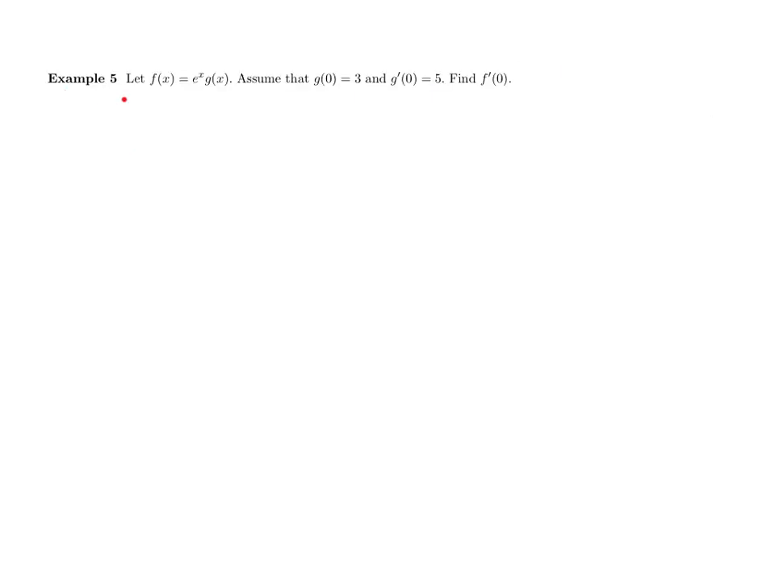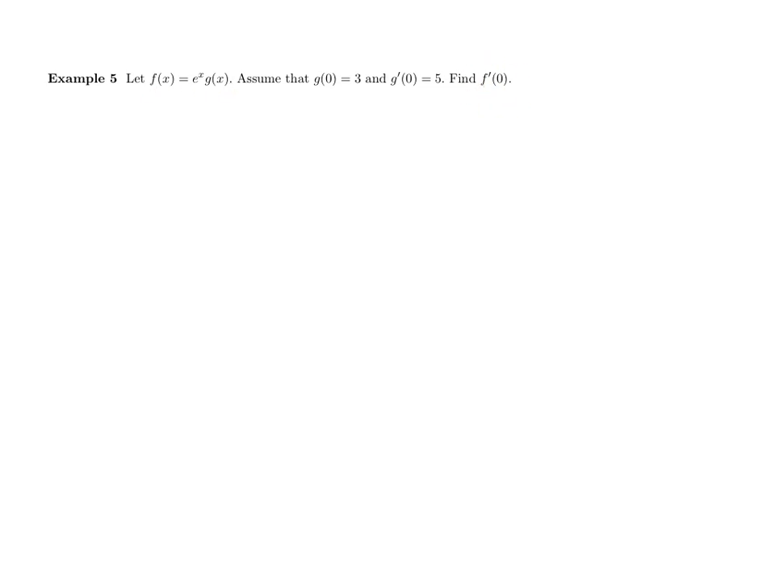In example 5, we're told that f of x is equal to e to the x times g of x. And g of x is some function that we don't have a formula for. However, we're told that we can assume g of 0 is 3, and its derivative at 0, g prime of 0, is 5. Can we use that information to find f prime of 0?